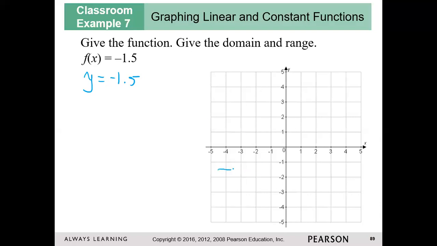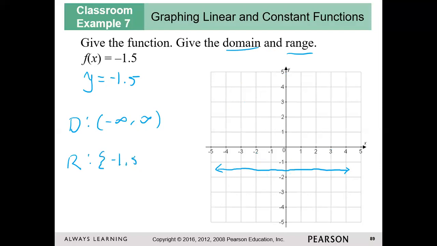So I'm going to put my horizontal line in, again, as close as I can get it as possible. There it is. And giving the domain and the range should be a snap, because the domain here, there's no restriction on x, right? It's just going to keep going left and right. So my domain is negative infinity to positive infinity. And my range is pretty basic. It's only one number. There's only one value here in this entire graph. My range is simply negative 1.5, and that's it.